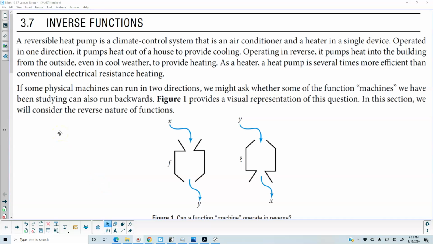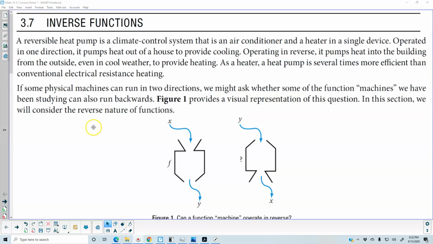Section 3.7 Inverse Functions. A reversible heat pump is a climate control system that is an air conditioner and a heater in a single device. Operated in one direction, it pumps heat out of a house to provide cooling. Operating in reverse, it pumps heat into the building from the outside, even in cool weather, to provide heating. As a heater, a heat pump is several times more efficient than conventional electrical resistance heating.